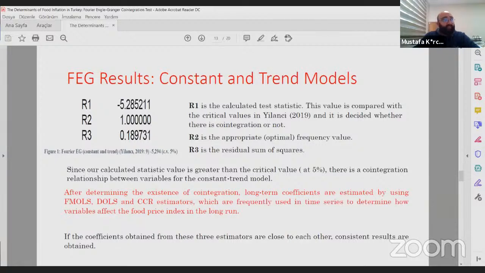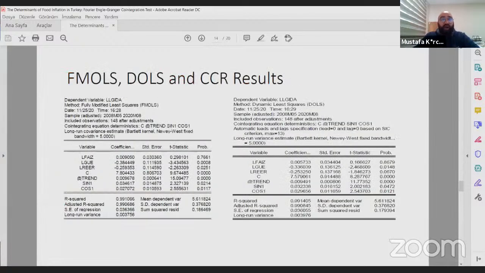Okay, after determining the existence of cointegration, we want to calculate the long-term parameter coefficients. So we use FMOLS, DOLS, and CCR, which are very frequently used in time series, to determine how variables affect our dependent variable in the long run. If the coefficients obtained from these three estimators are close to each other, we can say that consistent results are obtained. You see our FMOLS, DOLS, and CCR results.